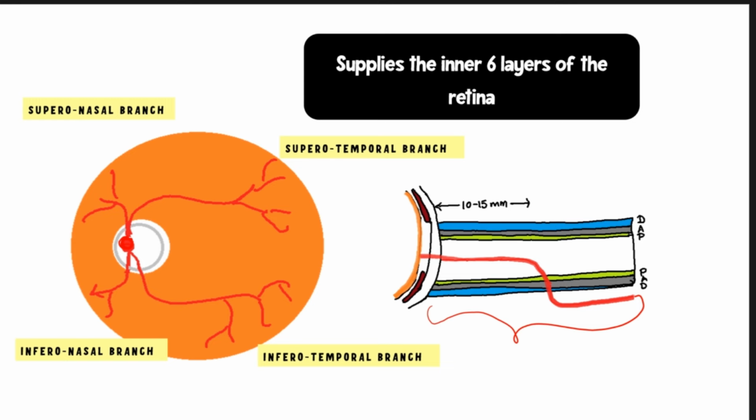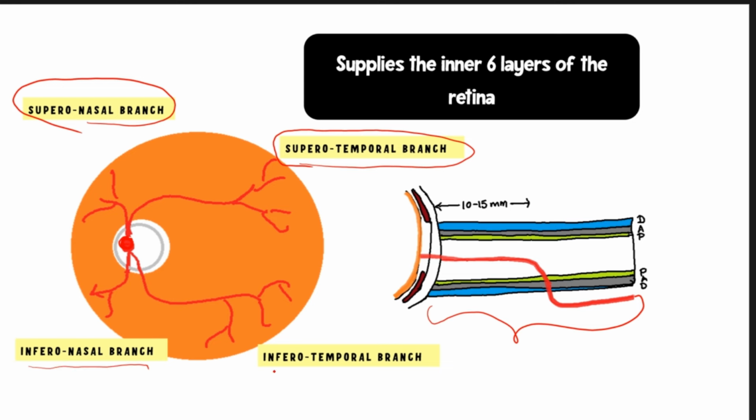Now, this is going to basically give you two branches, superior and inferior. The superior branch and inferior branch are going to further divide dichotomously and they are going to give a nasal branch on the superior side, which is called a superior nasal branch. Another superior branch on the temporal side, which is called superior temporal branch. And then we also have two branches inferiorly, an inferior nasal and an inferior temporal branch.